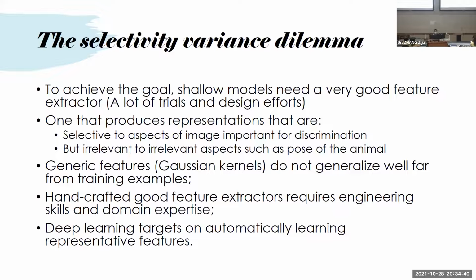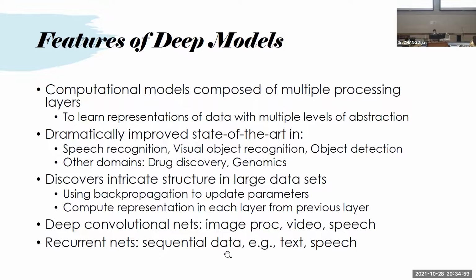Deep learning offers a new discipline. Deep learning targets automatically learning representative features from the images. That means we don't rely on any manual design. We're just using one automatic process for learning representative features. And let's talk about some features of deep models. I mean, here the features mean advantages of deep models.